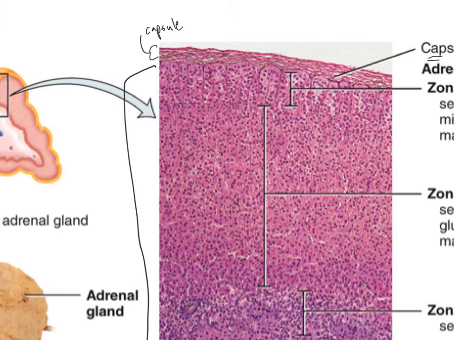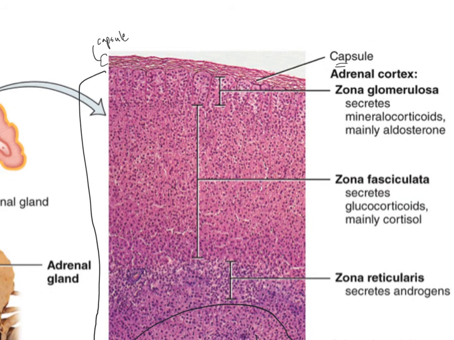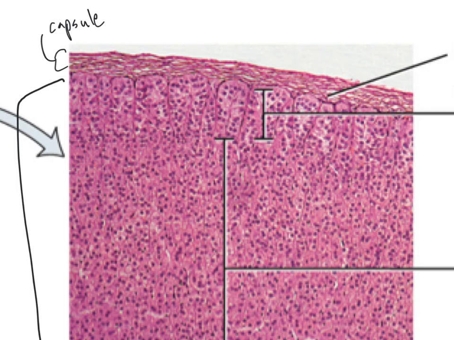So our first zone is called the zona glomerulosa. So we see our zona glomerulosa. We'll highlight it in yellow here. Now that zona glomerulosa is called glomerulosa because of its appearance. So let's take a look. Glomeruli means balls.